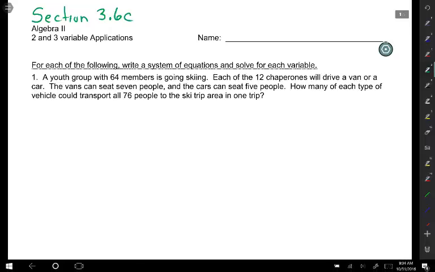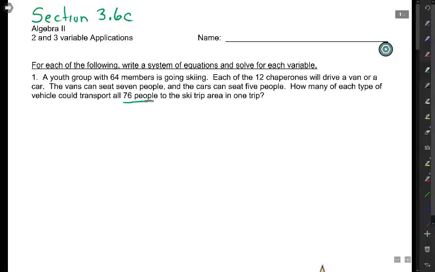So here you have a situation. You have a youth group that's going on this trip skiing. How many people are going skiing? Read through it quickly. How many people are going skiing? 76. 76 people are going skiing total. So I want to highlight that piece. This is a case where we have to really be careful.